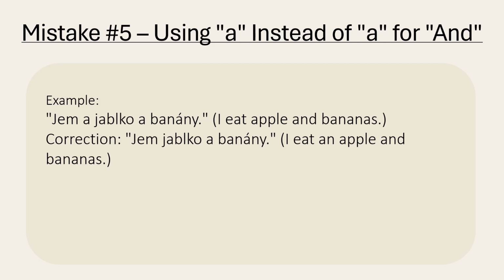Correction. It should be Jem jablko a banány. I eat an apple and bananas. Explanation. A means and in Slovak, and it connects words or phrases. Make sure not to confuse it with other words that look similar. Practice using conjunctions by constructing simple sentences and ensuring correct usage.